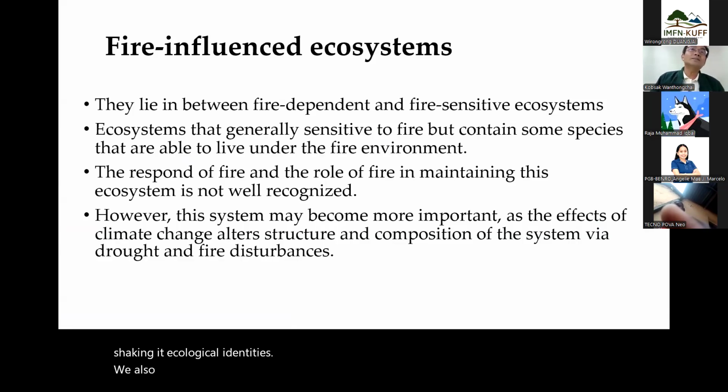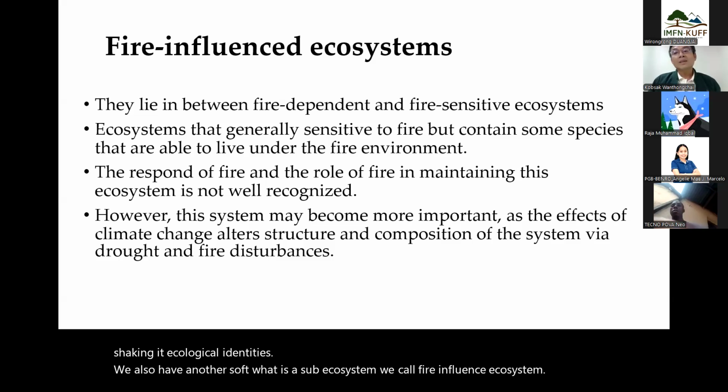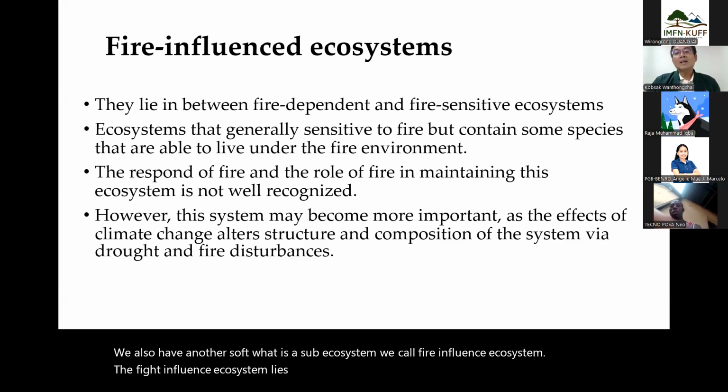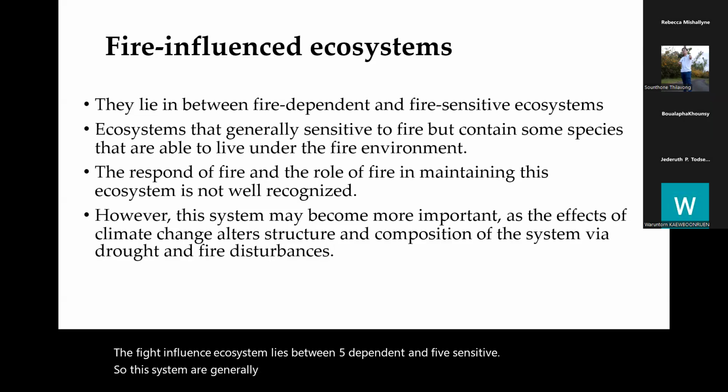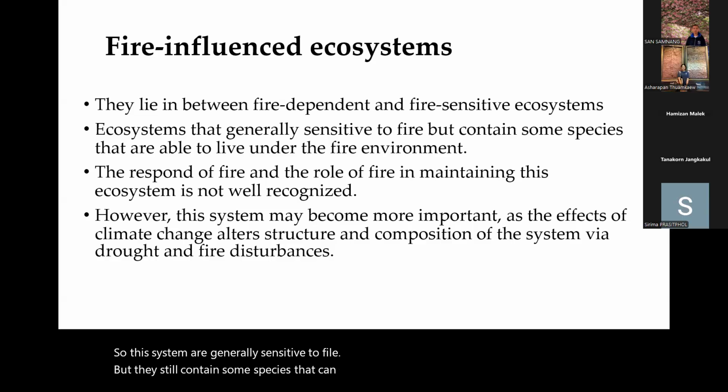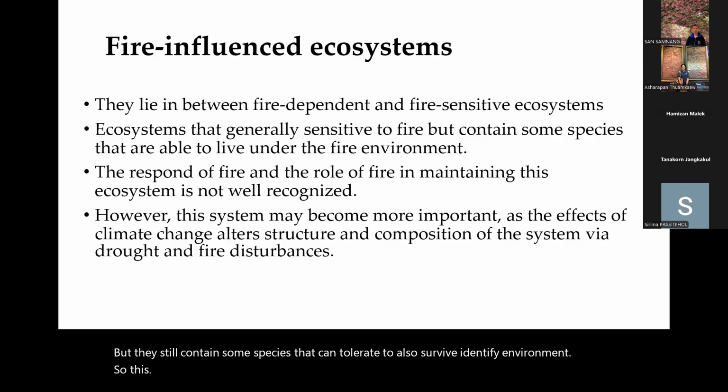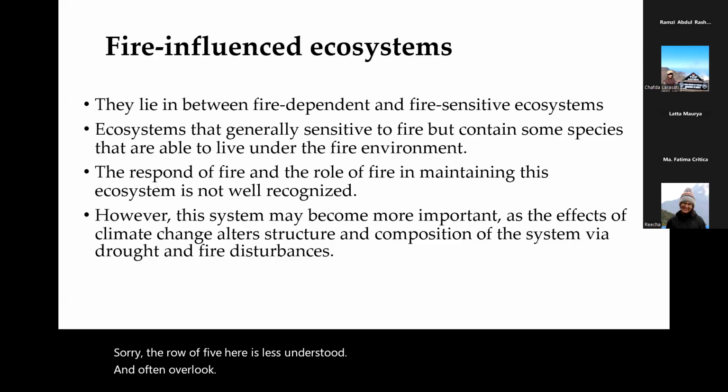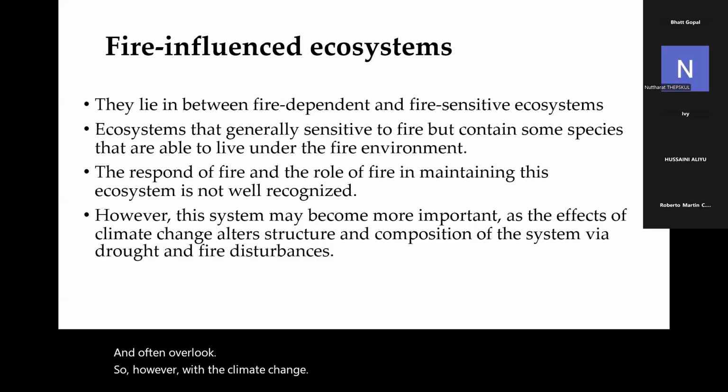We also have another sub-ecosystem we call fire-influenced ecosystem. The fire-influenced ecosystem lies between fire-dependent and fire-sensitive. These systems are generally sensitive to fire, but they still contain some species that can tolerate or survive in the fire environment. Sorry, the role of fire here is less understood and often overlooked. However, with climate change, drought and fire disturbance may shift this ecosystem, making their response to fire more important in the future.